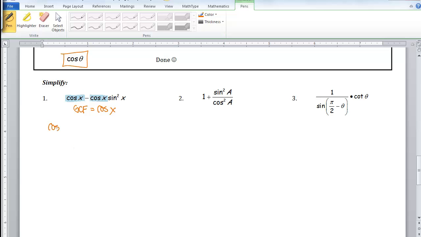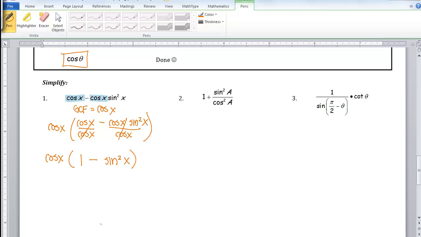Remember, to factor a GCF out, you want to take the original terms. And since factoring is the operation of division, we're going to divide each term by our GCF. When I do that, I have cosine divided by cosine, and anything divided by itself is a value of 1. Same thing happens in the other term, but I was left with a sine squared.